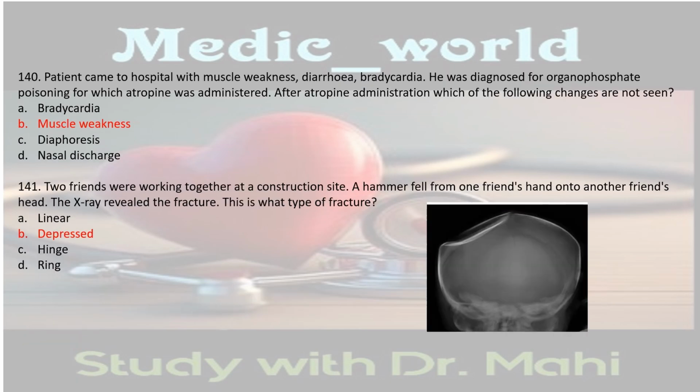Next question. Patient came to the hospital with muscle weakness, diarrhea, bradycardia. He was diagnosed with organophosphate poisoning for which atropine was administered. After atropine administration, which of the following changes are not seen? The answer here is muscle weakness. Two friends were working together at the construction site. A hammer fell from one friend's hand onto the other friend's head. The X-ray revealed the fracture. This is what type of fracture? The answer here is depressed fracture.